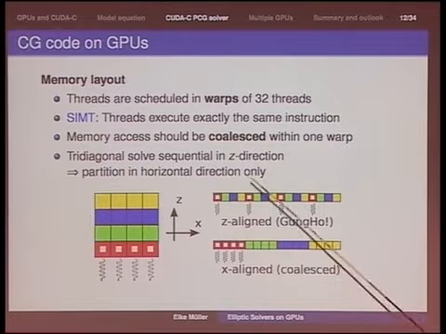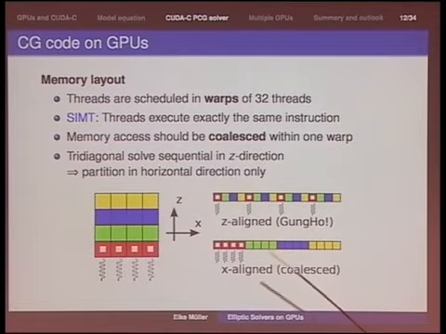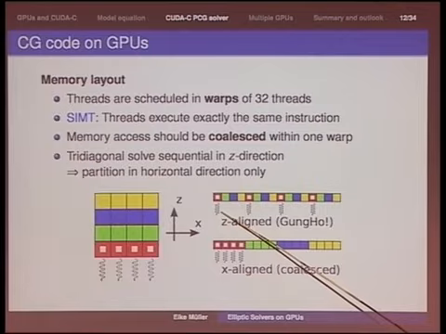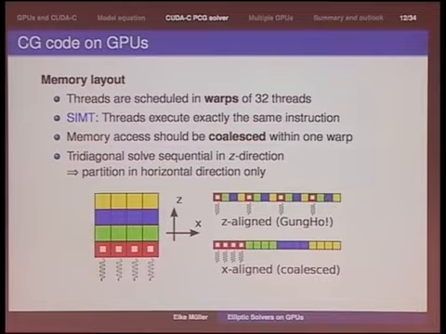And if you do it using the Z-aligned, which I call the Gang-Ho data model, it just means you store the vertical columns together, that's all it means. If you do this, then actually the threads don't access coalesced memory. So the first one reads this one here, the second one reads this one here, and so on and so on. So the memory access is really not coalesced at all.